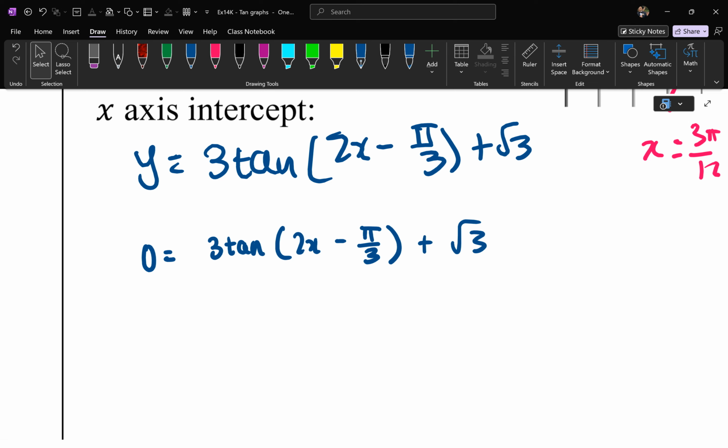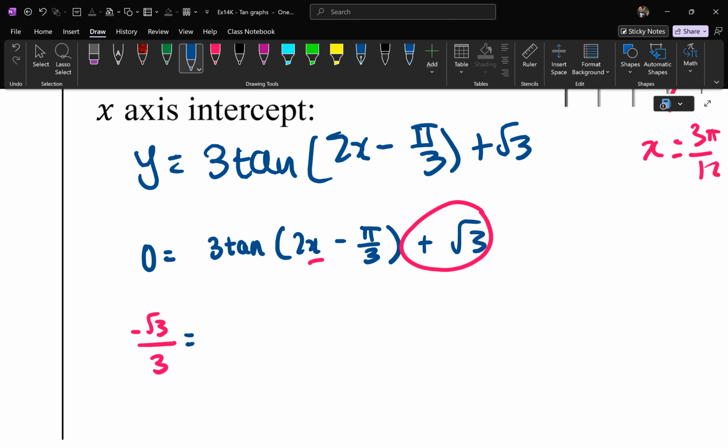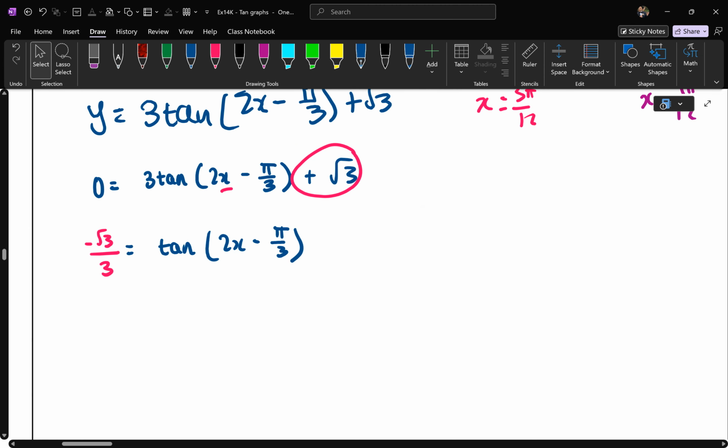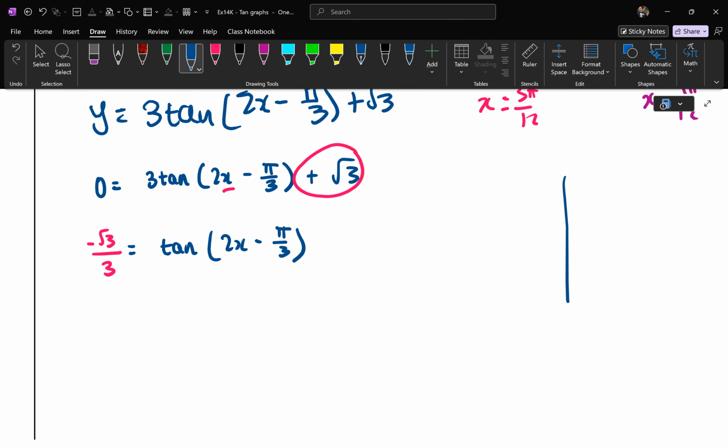Let's solve it. What do I get rid of first? I'm trying to solve for x. What are you going to get rid of? Root 3. Bring the root 3 across, divide by 3, and what you get is negative root 3 over 3 is equal to tan of an angle, so 2x minus pi on 3. And this is where you have to go back to think about your unit circles and your exact values and symmetry properties.